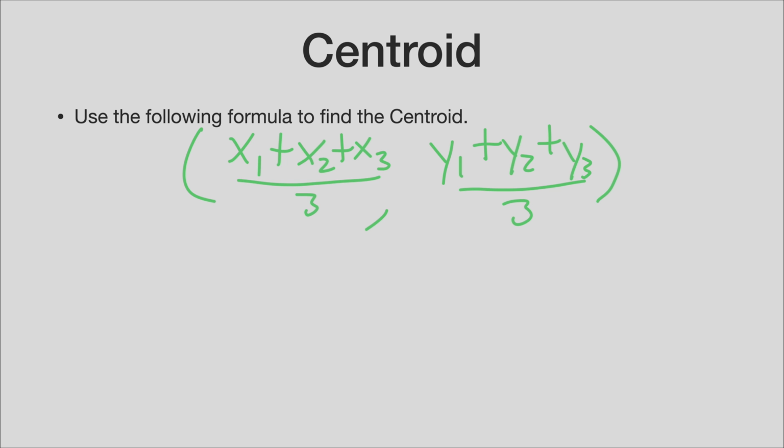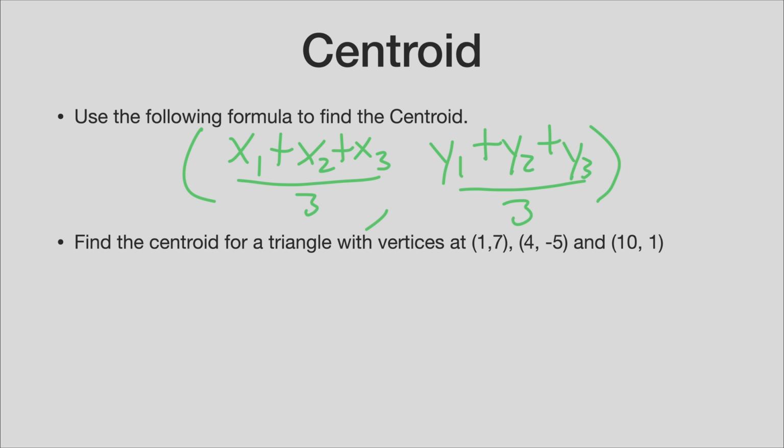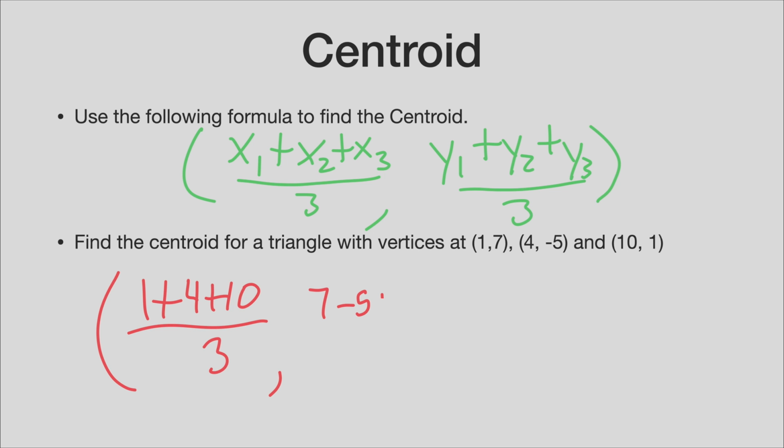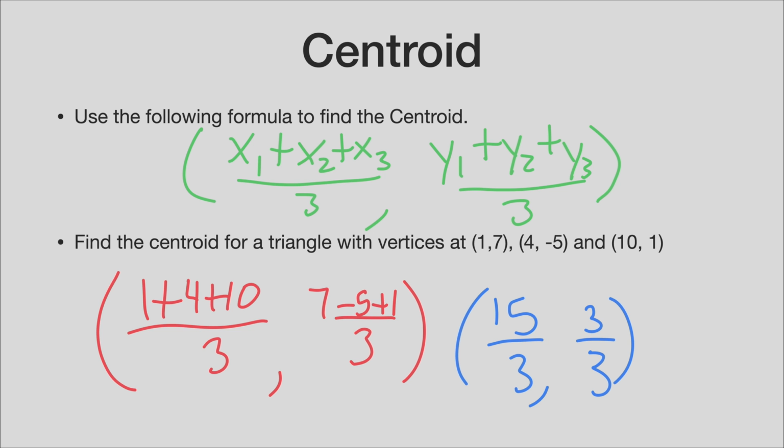So let's find the centroid for a triangle with vertices at (1, 7), (4, -5), and (10, 1). So to do that, we have to plug in our values. So our x values are 1, 4, and 10. So 1 plus 4 plus 10 divided by 3, and then 7 minus 5 plus 1 divided by 3. 1 plus 4 plus 10 is 15, and 7 minus 5 plus 1 is 3. So we get 15 over 3 and 3 over 3, which becomes a centroid of (5, 3).